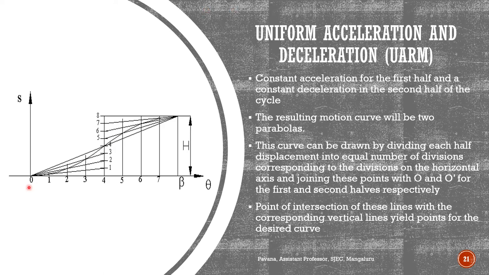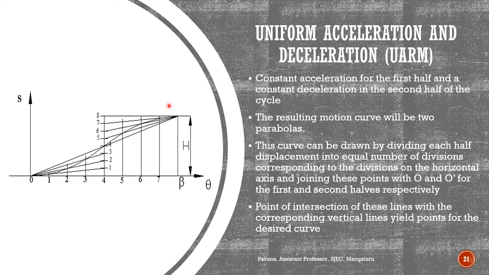You can see here in this diagram, the curve is drawn here. This is the first parabola for the first half, second parabola for the second half. Okay, so this is how it looks when you draw a UAR. This curve is an indication of uniform acceleration for the first half, uniform deceleration for the second half. Okay, so this is the indication of the displacement.